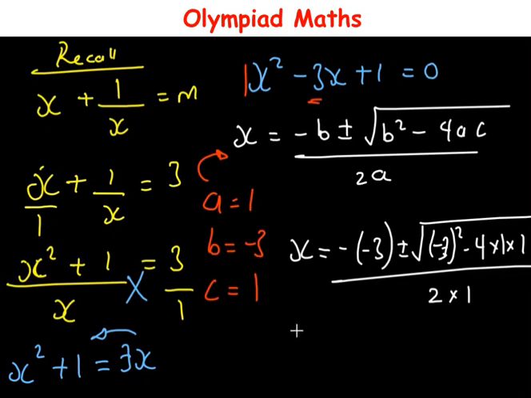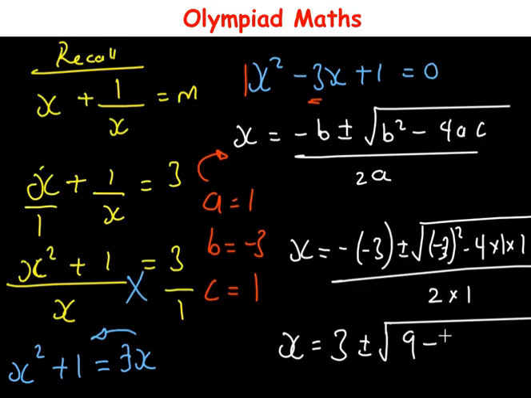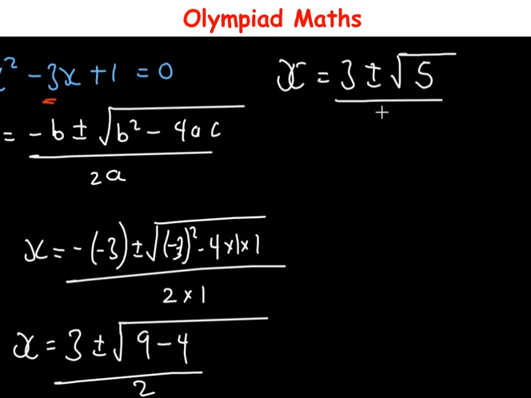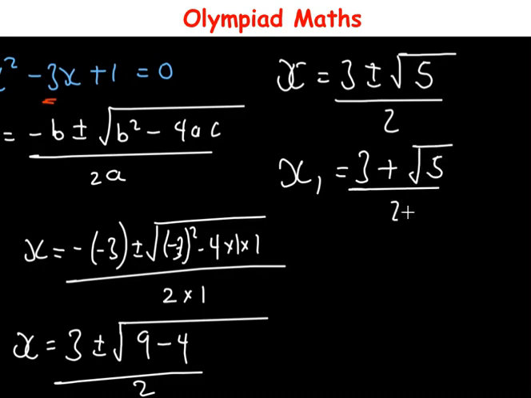With this, the value of x is equal to minus times minus 3 is plus 3, plus or minus square root of minus 3 squared, which is 9, minus 4 times 1, which is minus 4, all over 2 times 1, which is 2. So the solution for x is then equal to 3 plus or minus square root of 9 minus 4, which is 5, all over 2. From here, the first solution of x is equal to 3 plus square root of 5 over 2, while the second solution for x equals 3 minus square root of 5 all over 2.